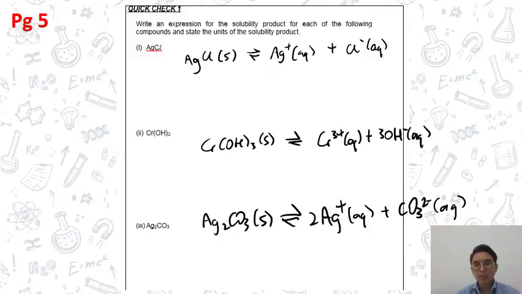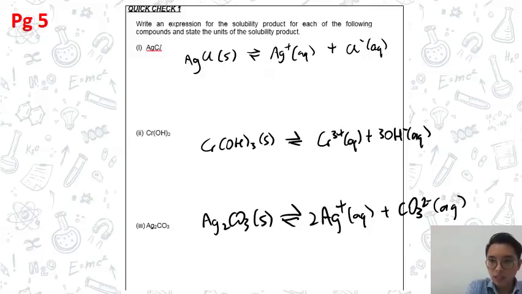So these are the equations to represent the slight solubility of the sparingly soluble salt. I'll give you some time to write down the Ksp expression. Quite simple.